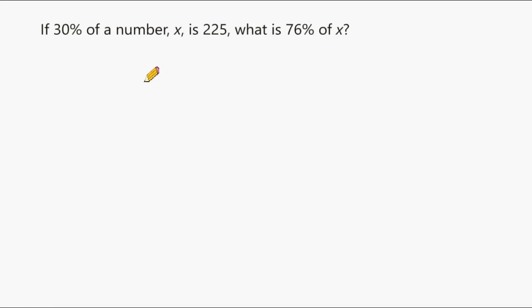So one way we can do this is by setting up an algebraic equation. Another way to write 30% of a number x is to write 30% as a decimal, which is 0.3 in its simplest form, and write the variable x right next to it, which indicates multiplication, and the word "is" means equal to. So 30% of x is equivalent to 225.